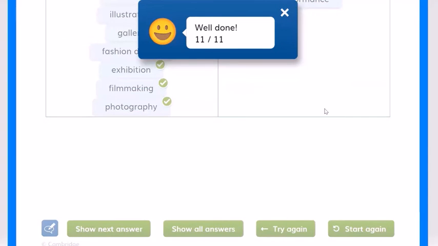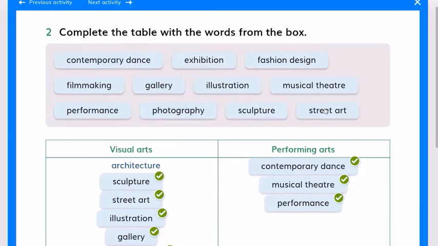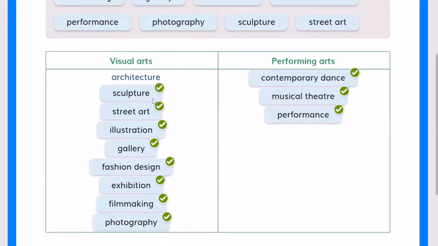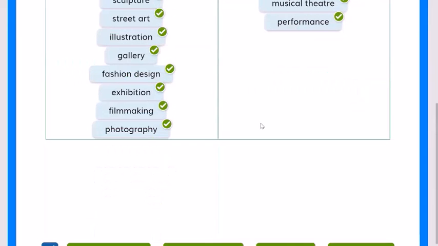It is 11 out of 11. So actually, who was that? It was, I think, Payan. Payan told us that contemporary dance is fitting under the title performing arts because there is dance in it. There is action in it. Like there is action in musical theater and performance. So in these three, there is action. But in the others, even though there's action while you are doing them, there is more to do with visual. You would like to see these arts, you see them, but there is more action while you are creating them, while you are performing them.